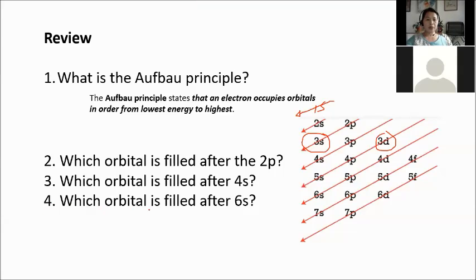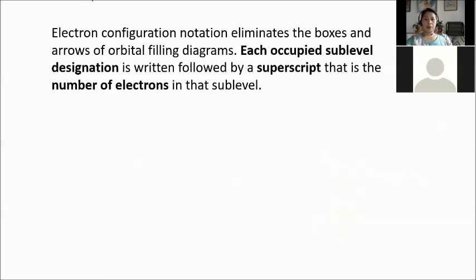So for number 4, which orbital is filled after 6s? After 6s, what is the next orbital to be filled by electrons? It is 4f. Okay, any questions? Which orbital is filled after 2p? It is 3s. After 4s, 3d. After 6s, we have 4f. That's the Aufbau principle. Okay?